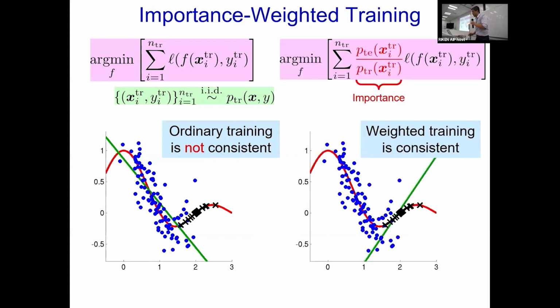But once we have importance weight, where importance is defined as PTE over PTR, and this weight is applied to this loss function, then interestingly, only from the blue training points, we can obtain a green line like this. Then we can make predictions of these black crosses quite well.